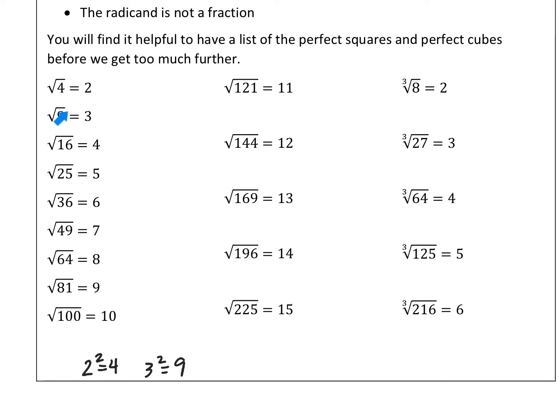So remember that what a square root is, the square root of 9 is saying what multiplies by itself to give you 9, so 3 times 3. A cube root is saying what multiplies by itself 3 times to give you 27. So 3 times 3 times 3 is 27. All right, so let's go ahead and look at simplifying these radicals.